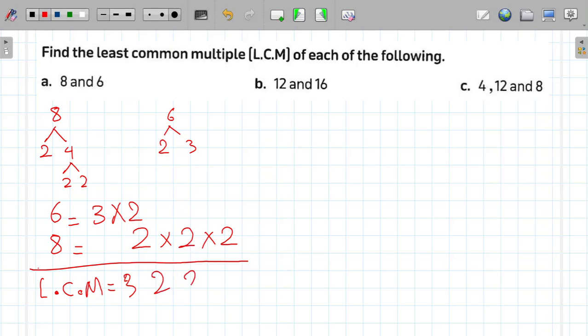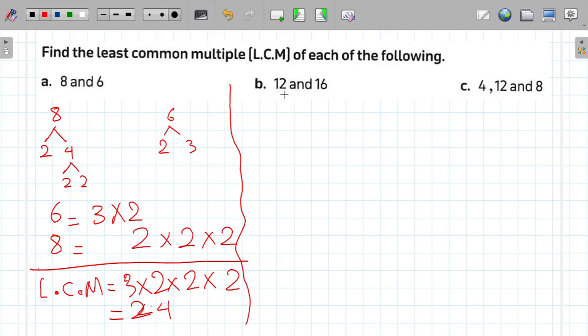The third one I have 2. The fourth one I have 2. So it will be 3 by 2 by 2 by 2. 3 by 2 equals 6. 6 by 2 equals 12. And 12 by 2 equals 24. So the least common multiple is 24. Okay? And this is the first one.